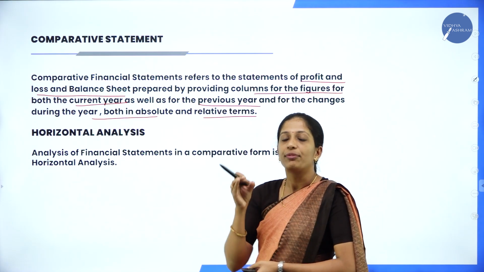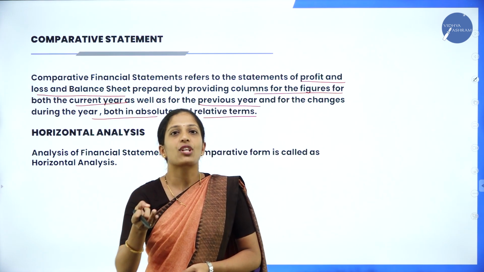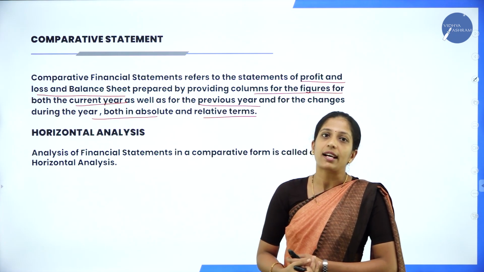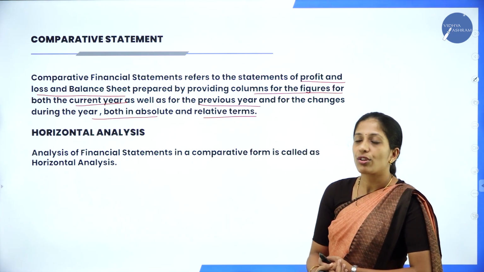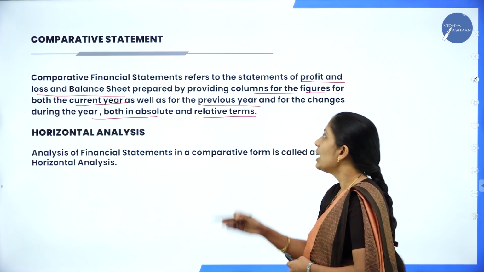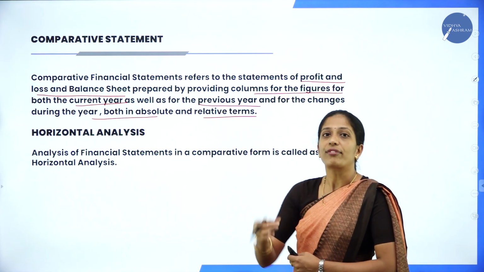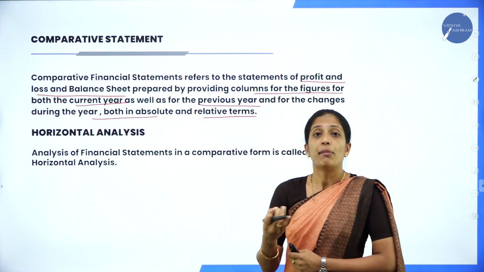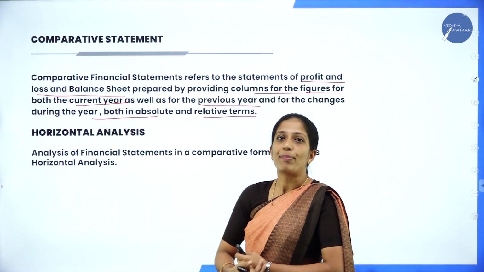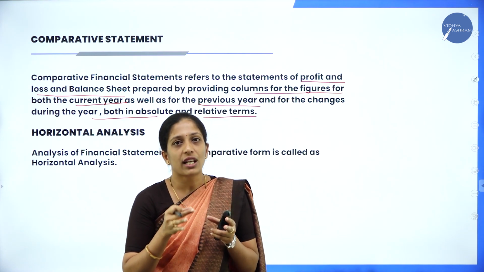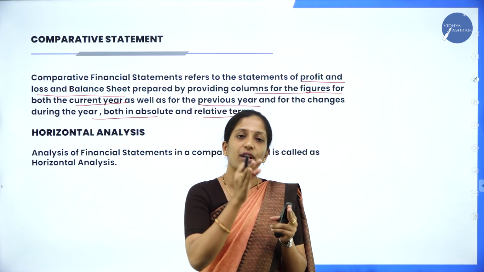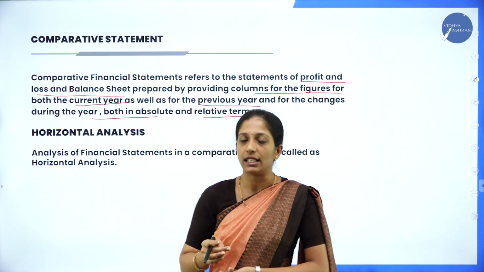So in case of the previous year and current year, what are the changes that have taken place, that we are going to compare under comparative statement. So what is comparative financial statement? It refers to the statement of profit and loss as well as balance sheet, which is prepared with the columns of the current year as well as previous year by taking what? Absolute as well as relative terms. That is known as what? Comparative statement. In the sense, we are going to take the data of the current year as well as the previous year and analyze and compare both the years.